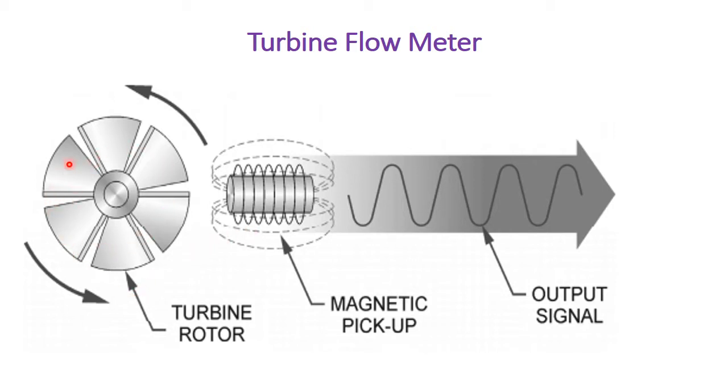This diagram explains in short how a turbine flow meter works. Here you can see the turbine rotor. The fluid, which may be gas or liquid, enters through this turbine blade. It will cause this blade to rotate in an angular direction. The velocity at which this rotor rotates is proportional to the flow of fluid.